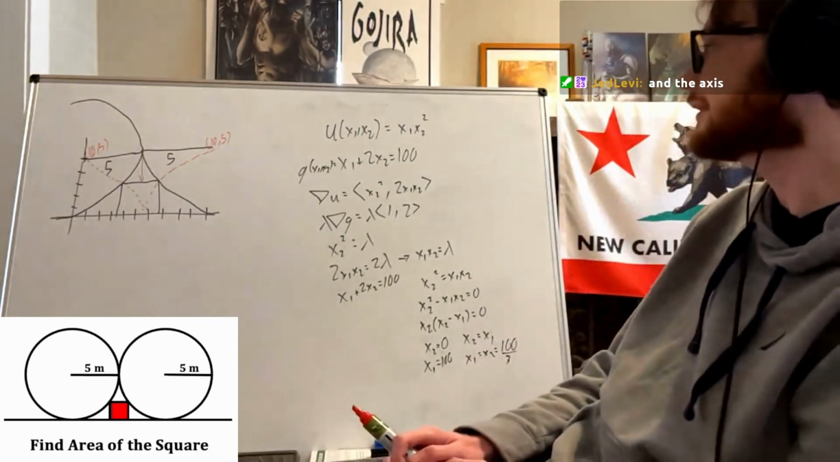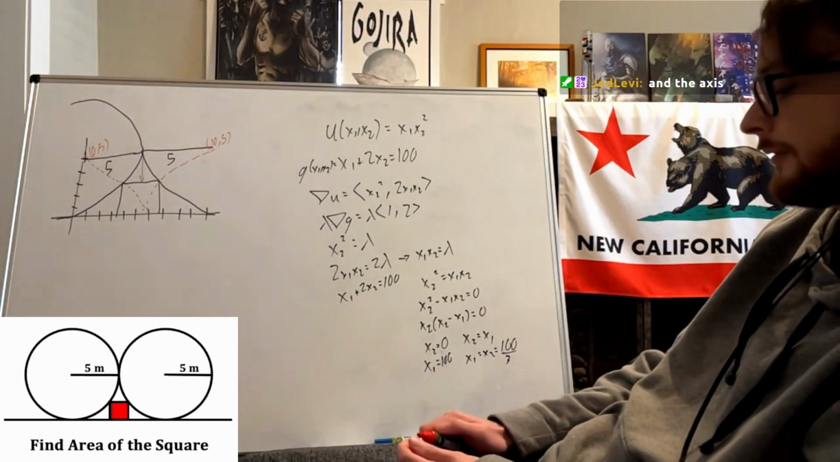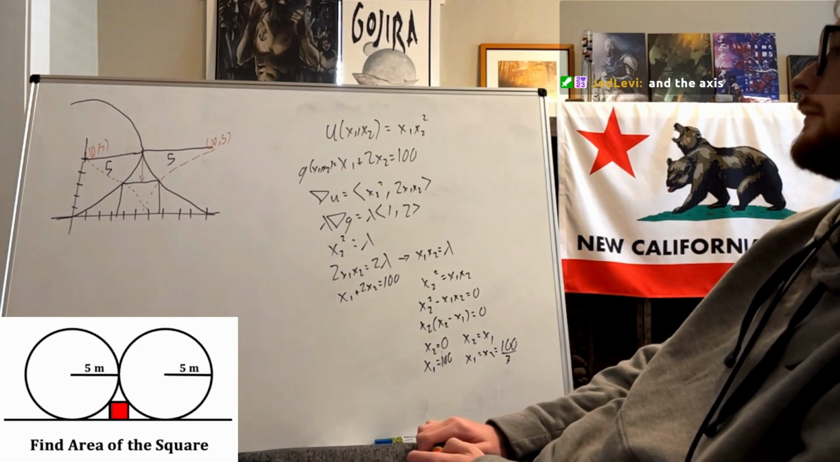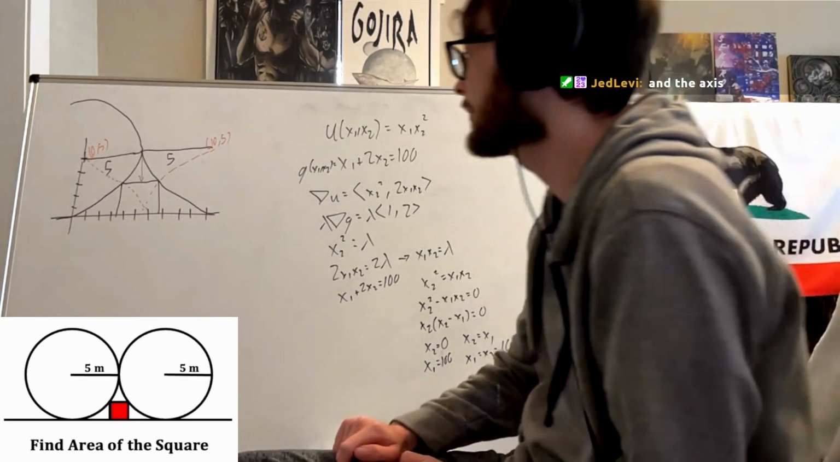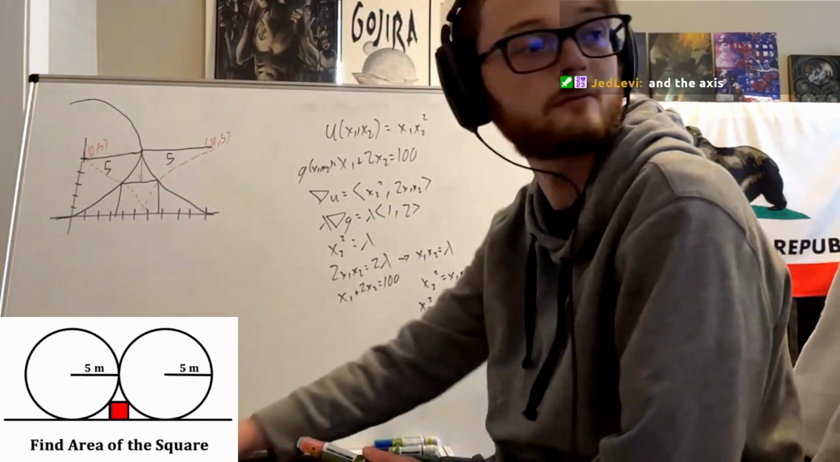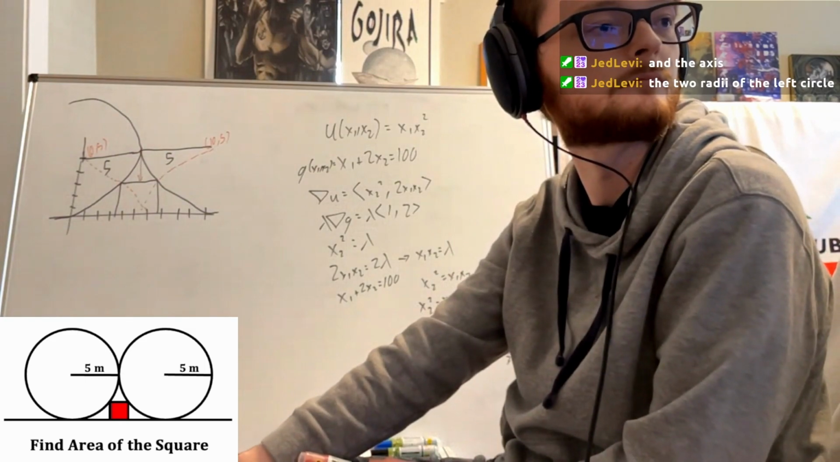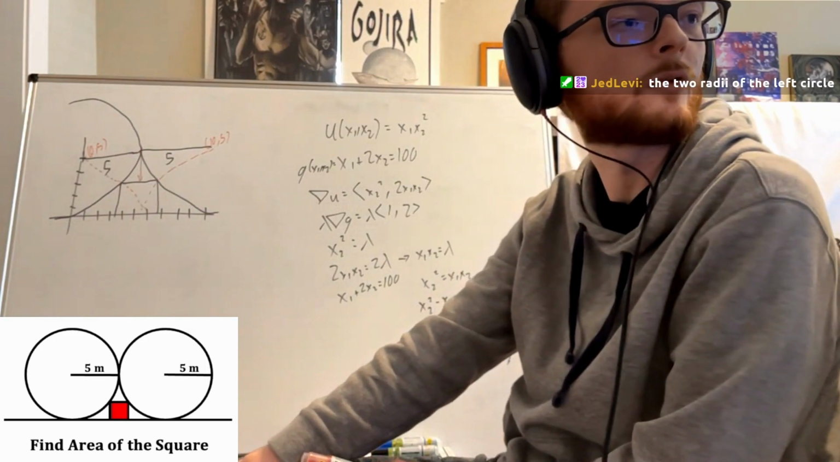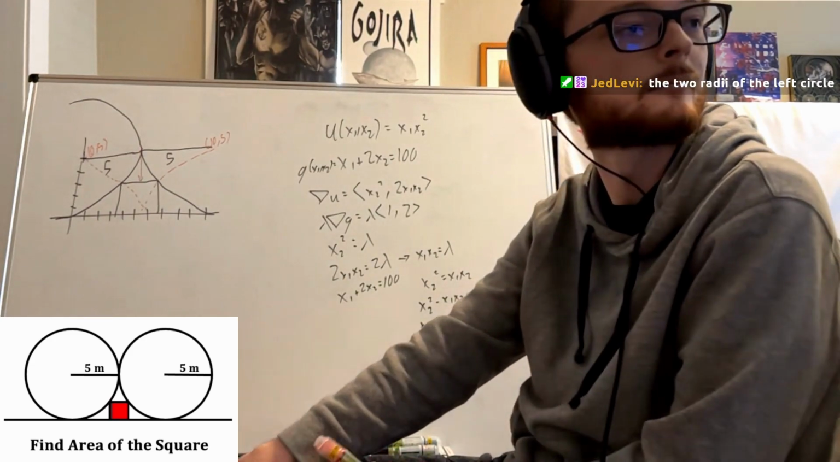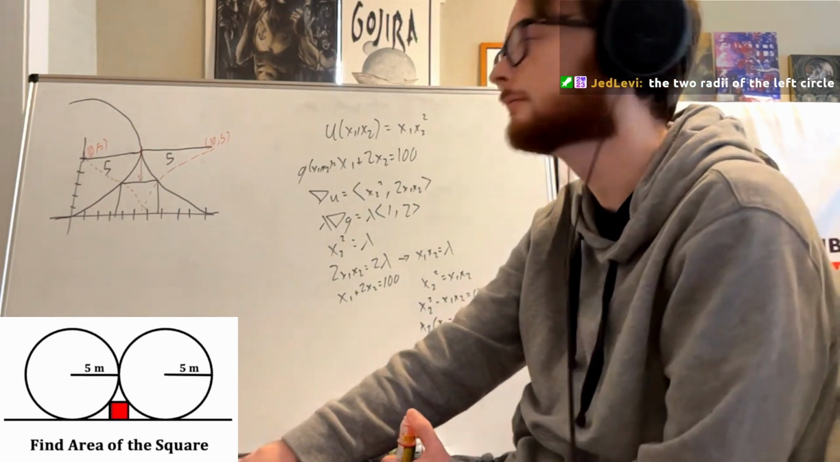The two radii in that tangent? Where do you get a square? Or you get two separate squares, right? Like you get a square here and a square there? The two radii of the left circle. Okay. Consider one of them. Okay.